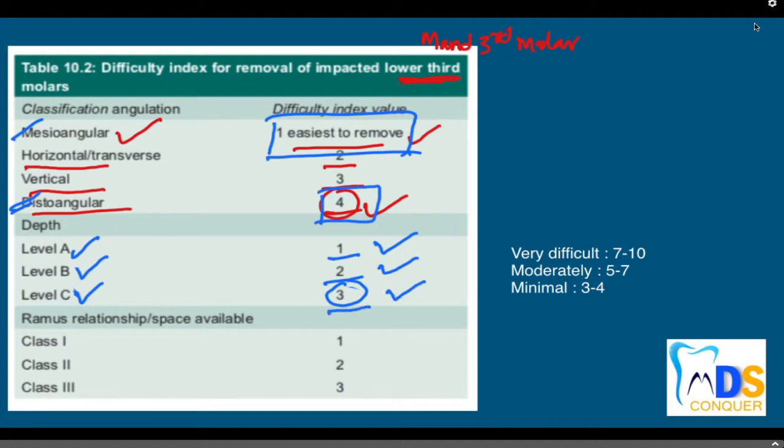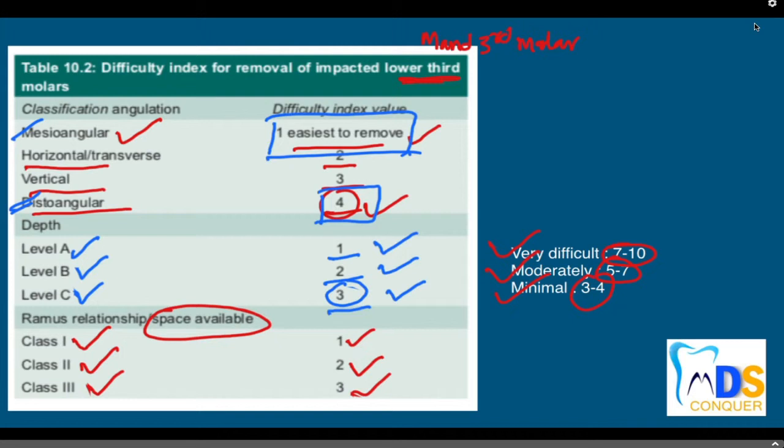And we have discussed the classes, based upon the space that is available. Space that is available has been divided into class 1, class 2, class 3, right? Class 1 is easy, then class 2, class 3. So adding these scores, if the score is in the range of 7 to 10, then it is very difficult. If it is in the range of 5 to 7, it is moderately difficult. If it is in the range of 3 to 4, it is minimally difficult.